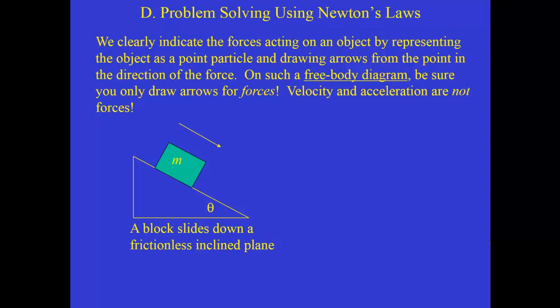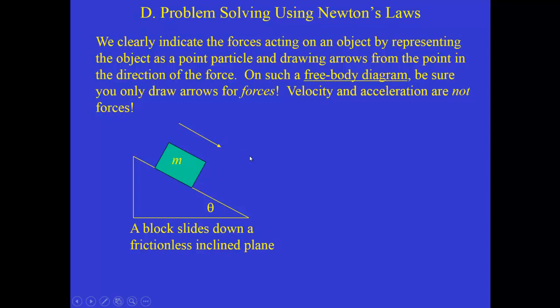Be careful on free body diagrams that you only draw arrows for true forces. Forces always are the kinds of influences where we can write that the force is caused by one agent acting on another agent. Note that velocity and acceleration are not forces. For example, if a block is sliding down an inclined plane and that plane is frictionless, this sketch shows the arrow indicating the motion of the object down the plane, and that's fine.